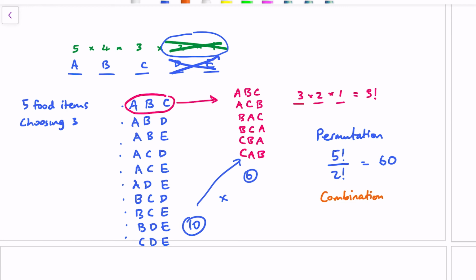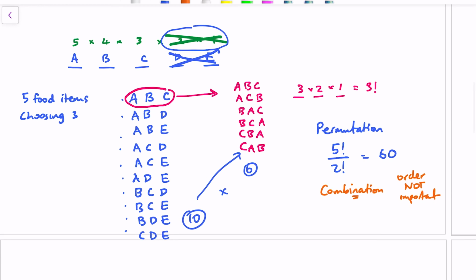A combination is if the order is not important. And I think of that because there's another N in combination. Order not important. In that case, we want to divide out by that 6, that 3 factorial. So we still have 5 factorial over 2 factorial, but we also divide out by 3 factorial, the number of ways of arranging 3 items, and that gives us 10. So that's a combination, and we call that 5C3, and we called the other one 5P3.